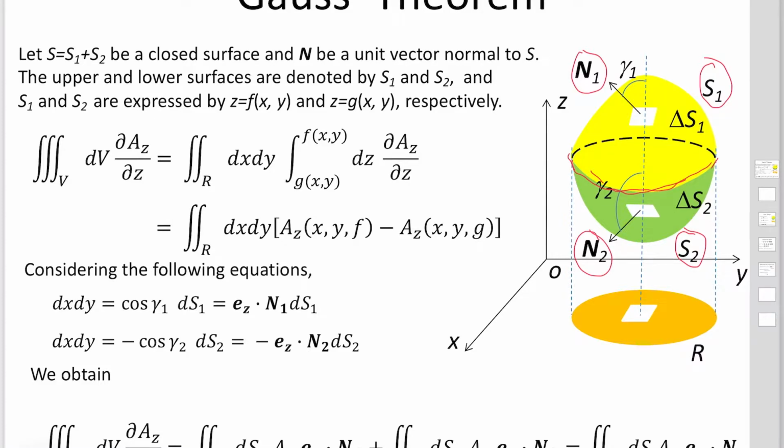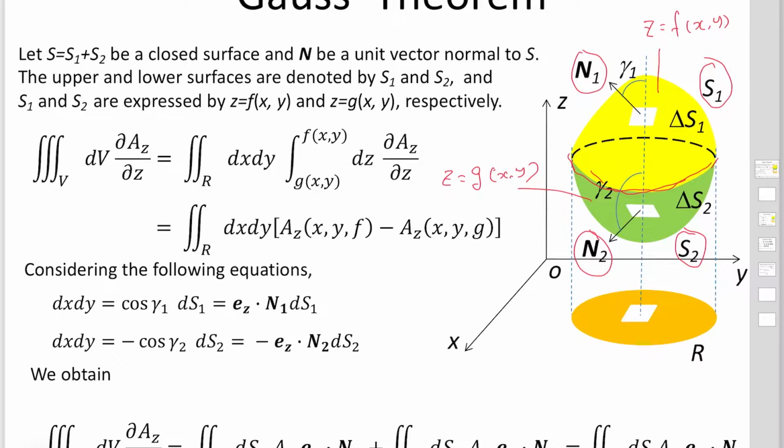The upper and lower surfaces are denoted by S sub 1 and S sub 2. The upper surface is expressed as z equal f(x,y), and the lower surface is expressed as z equal g(x,y).